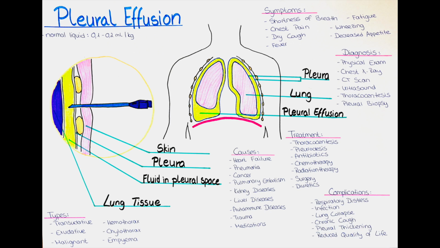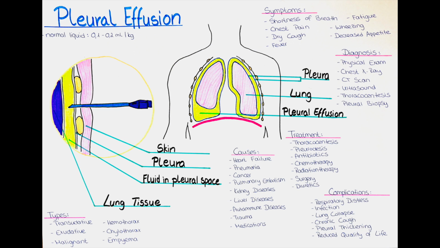Liver disease is another cause for pleural effusion. Liver failure can lead to an accumulation of fluid in the abdomen, which we call ascites, which can put pressure on the diaphragm and lead to pleural effusion. Conditions such as lupus, rheumatoid arthritis, and sarcoidosis, so autoimmune diseases, can cause an inflammation and fluid accumulation in the pleural space.